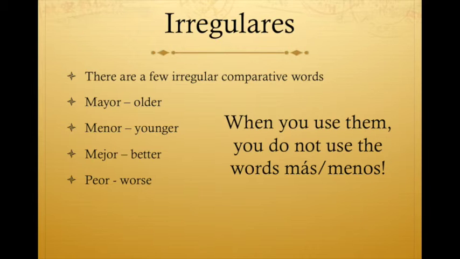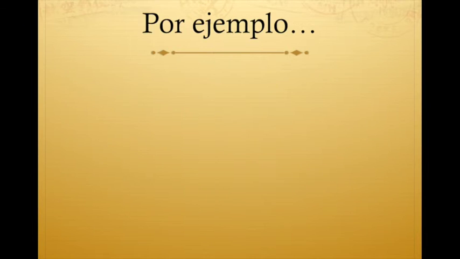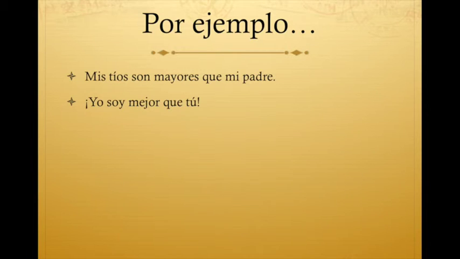When the subject is plural and these words need to agree in gender and number, you need to add an es at the end of these words. So, somos mayores que tú, somos menores que tú, somos mejores que tú, somos peores que tú. Because none of these words end in an O, you do not need to make them masculine or feminine. For example, mis tíos son mayores que mi padre. My aunt and uncle are older than my father.